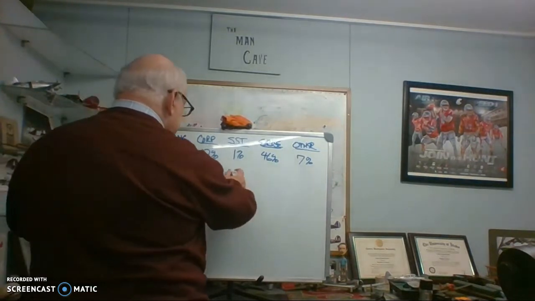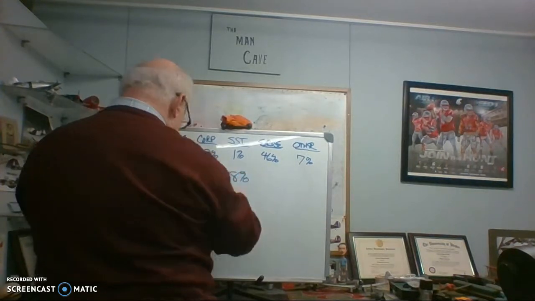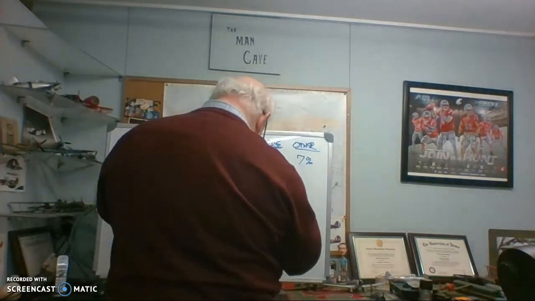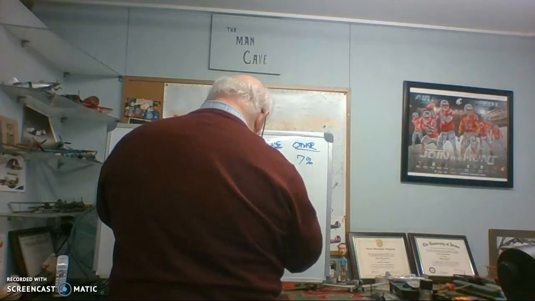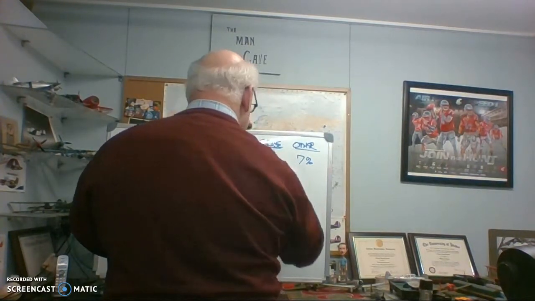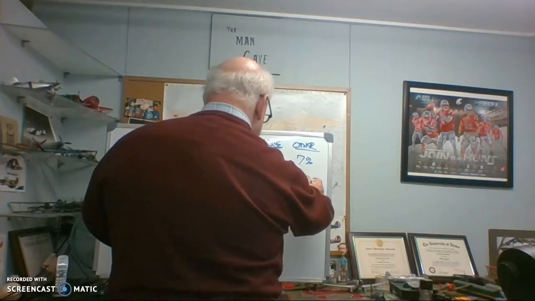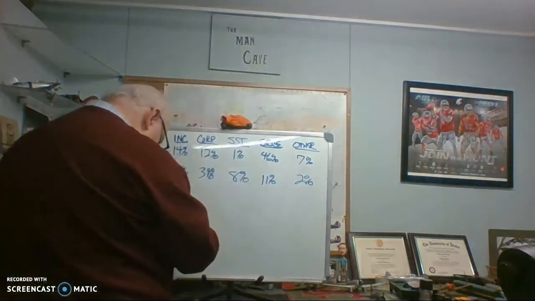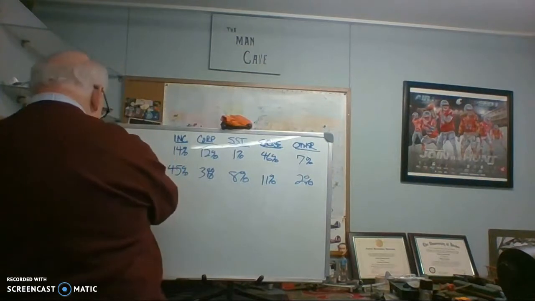Social Security, 8%. Excise tax on goods, 11%. And then 2% for other things. And then I moved to 1954 and the 1950s.